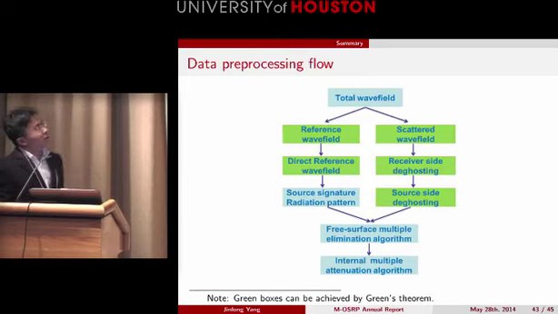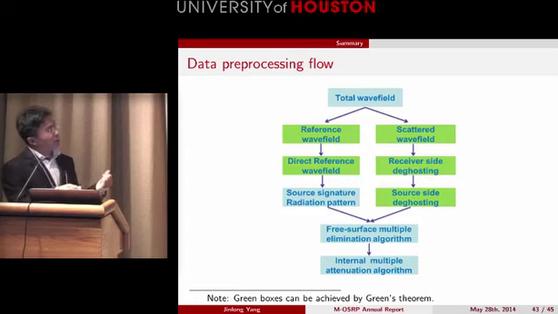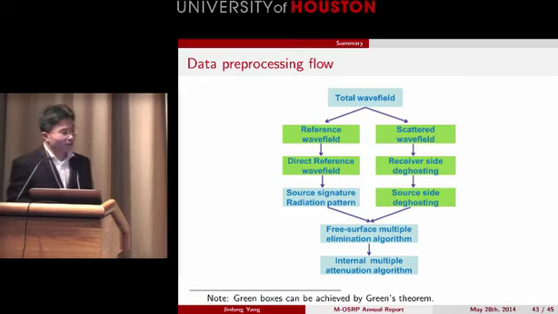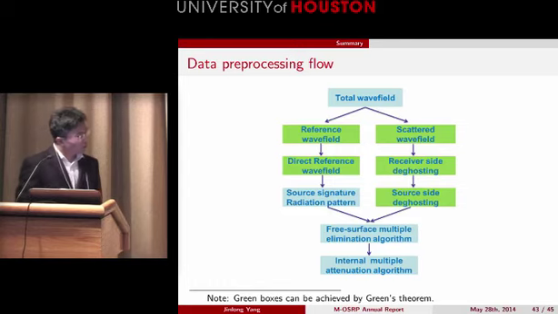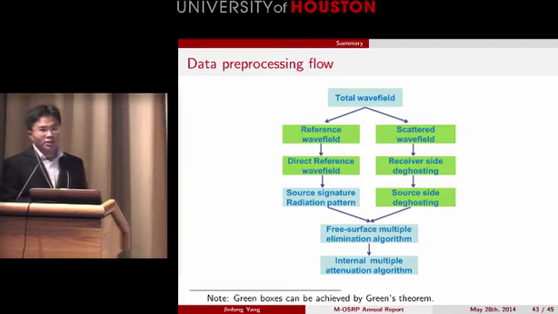Just follow our processing flow. From the measured data, we can first separate the wave into reference and scattered wave, and then further we can deghost them. We can get the radiation pattern or the source signature, and then we remove free surface multiples. Next step, we remove the internal multiples. Following these steps, we can incorporate the source wavelet and the radiation pattern in our algorithm. We can predict more reliable multiples.